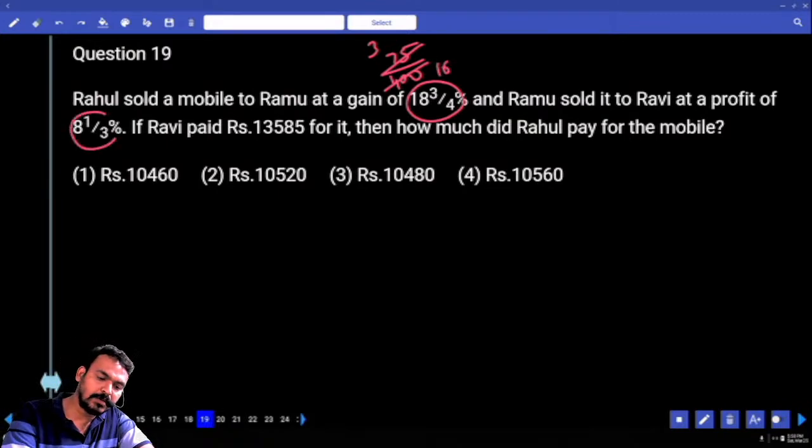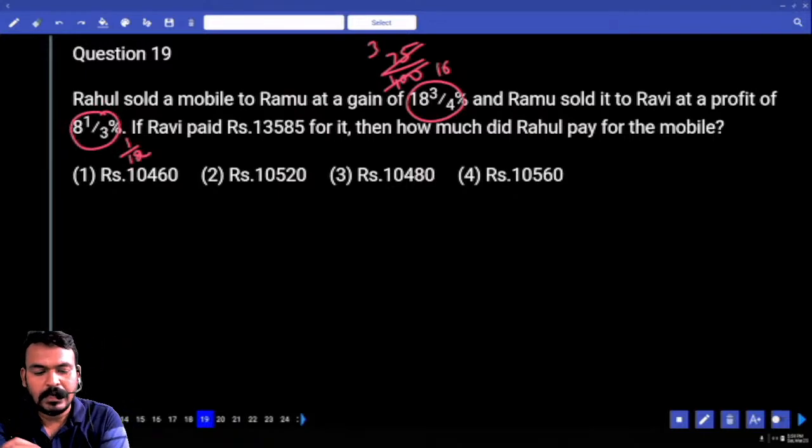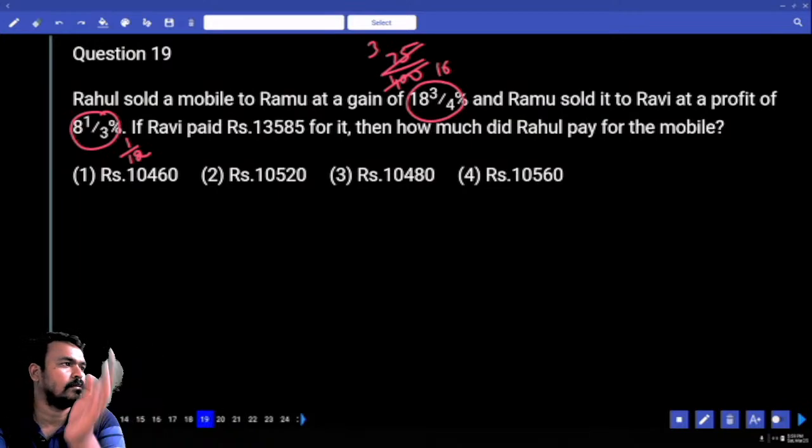Next, 8.1 by 3% means what fraction? 1 by 12, or not? 1 by 12. Here, from the first person to the second person, is it profit or loss? Profit. Second to third is also profit. Profit means increased or decreased? Increased. So first to second increased, second to third also increased. Successive increase.